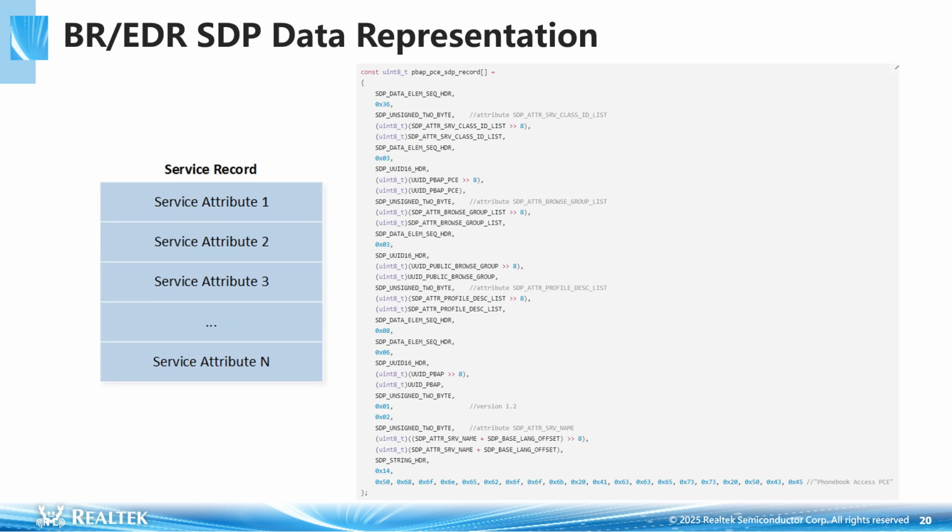The attribute value is a variable length field whose meaning is determined by the attribute ID associated with it and by the service class of the service record in which the attribute is contained. An attribute value is represented as a data element.